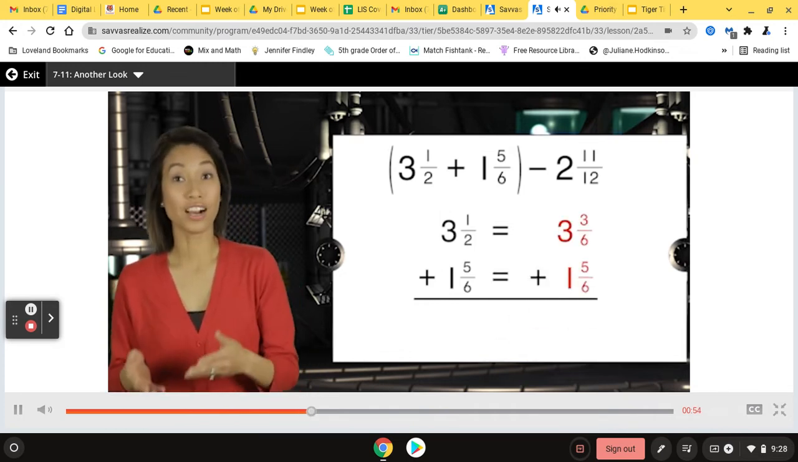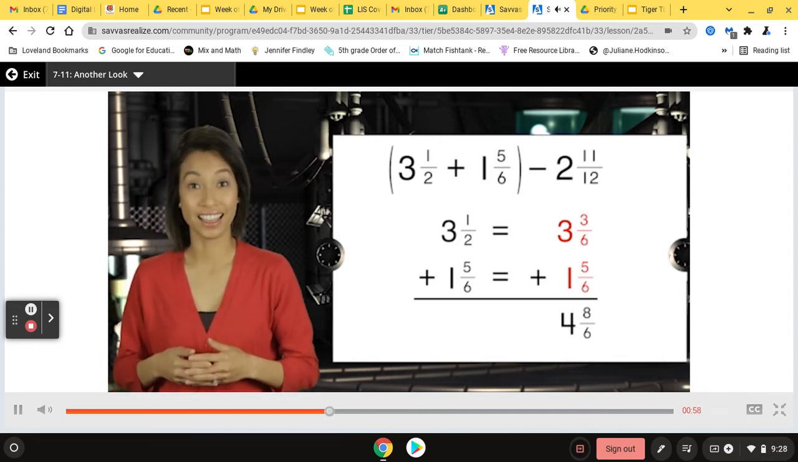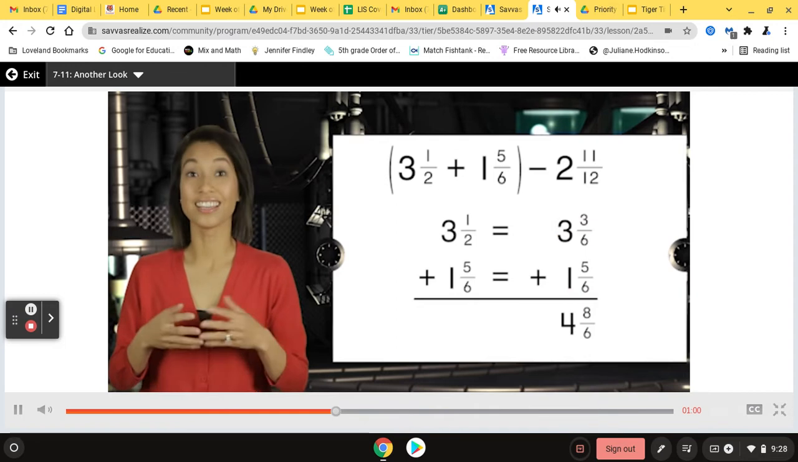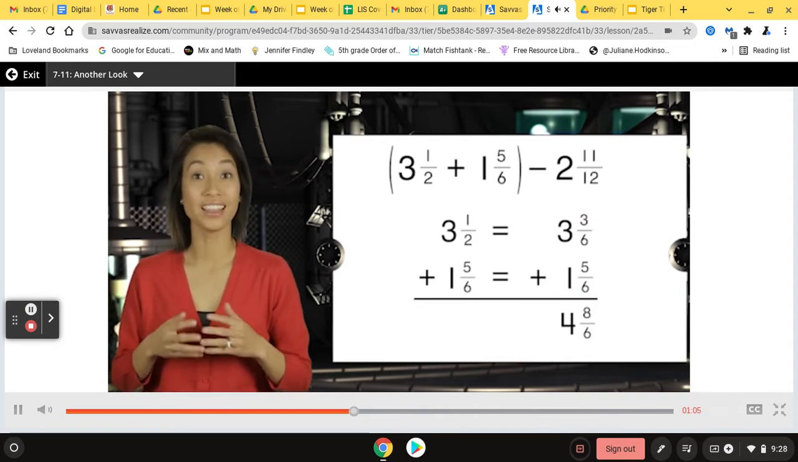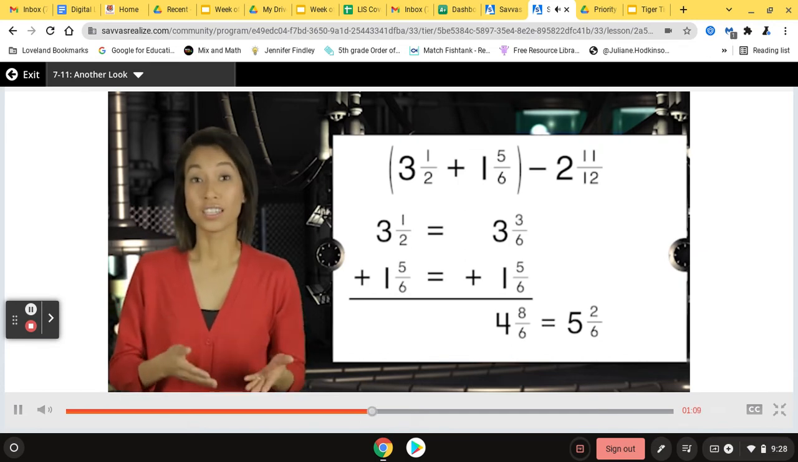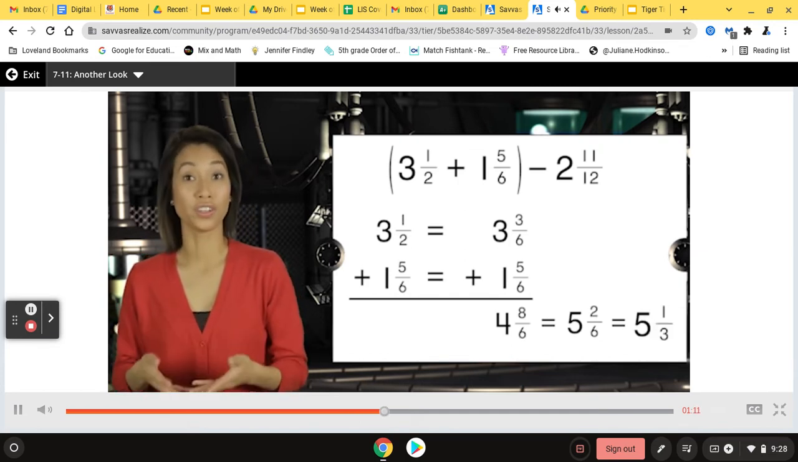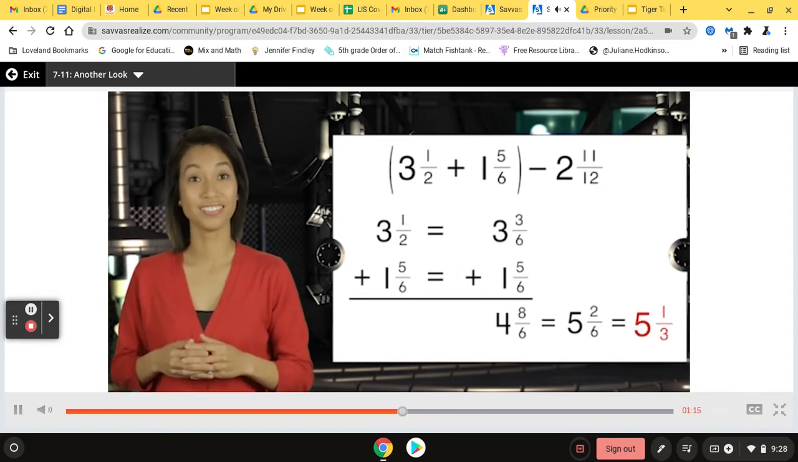Now, add the fractions and the whole numbers. That gives us 4 and 8/6. 8/6 is an improper fraction, so we need to rewrite 4 and 8/6 as 5 and 2/6. 2/6 will reduce to 1/3, so our sum is 5 and 1/3.